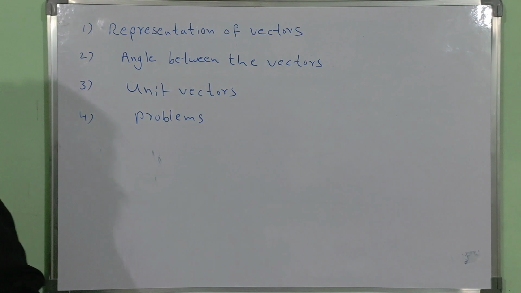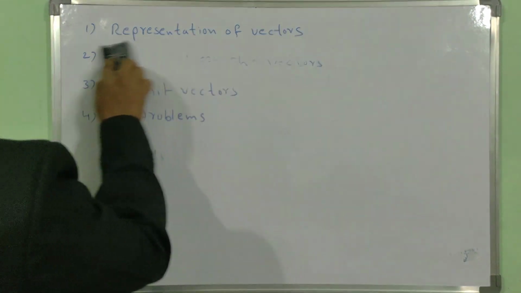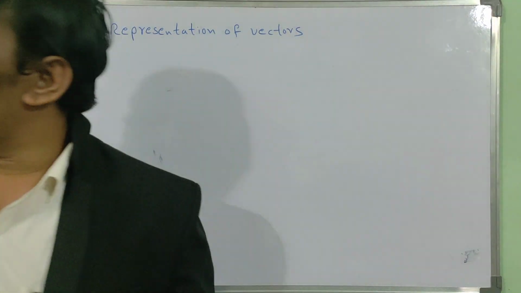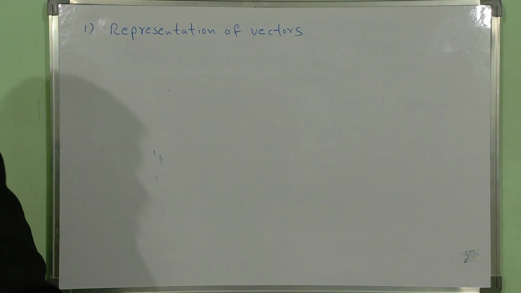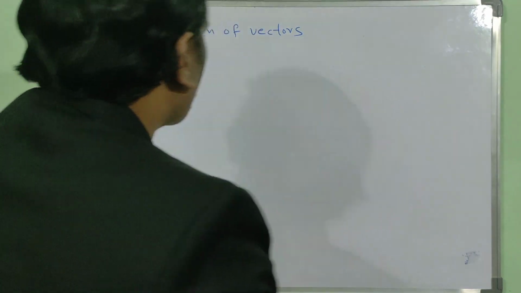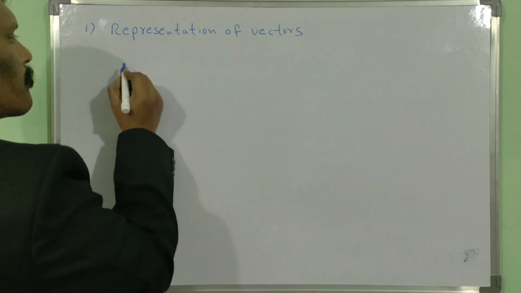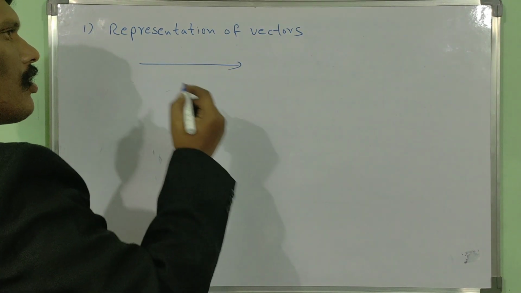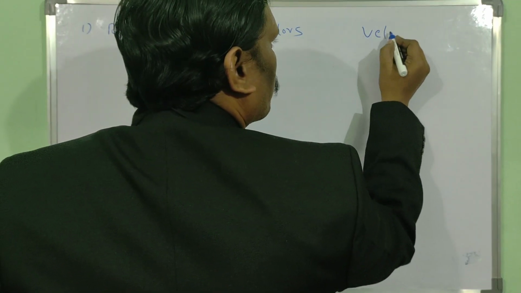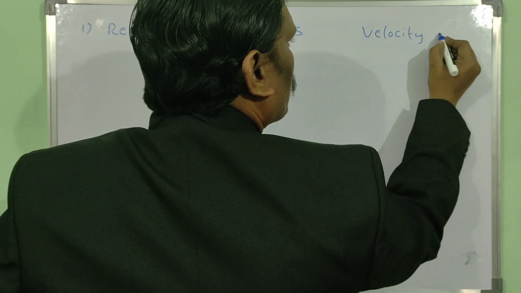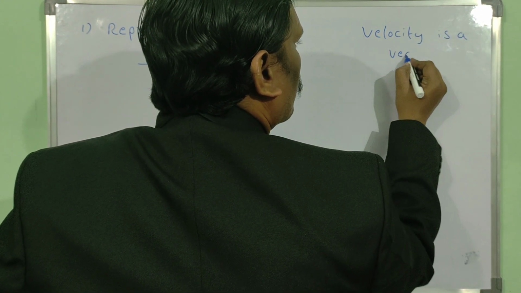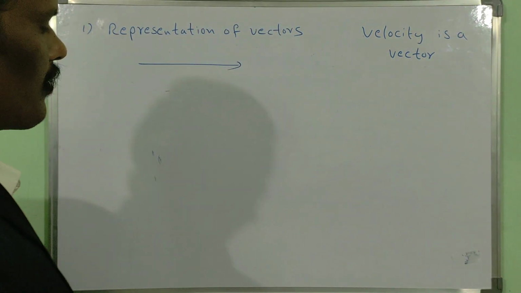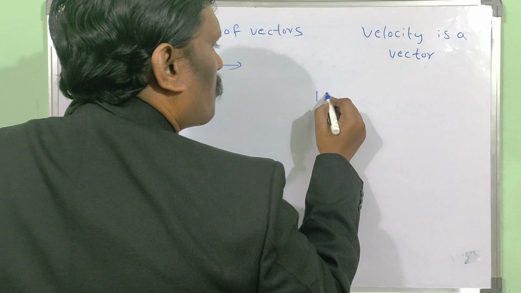My dear students, first I am going to explain representation of vectors. Let us see. What is the representation of vectors? How to represent the vectors we will see. Suppose I consider a car is moving with a velocity. We know that velocity is a vector quantity. So a car is moving with a velocity 15 meters per second.